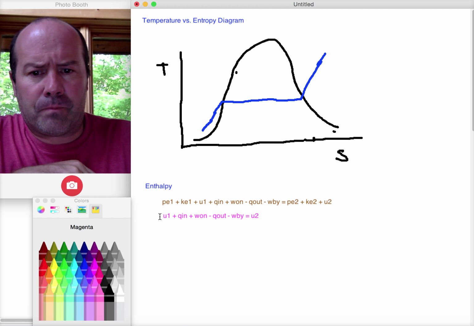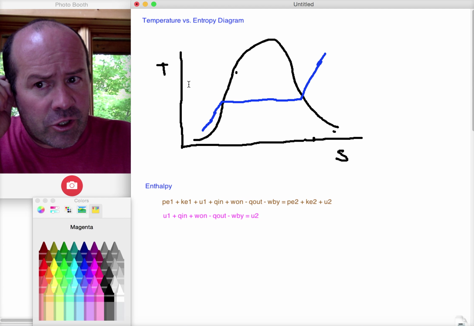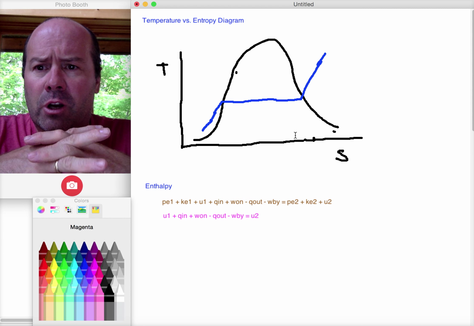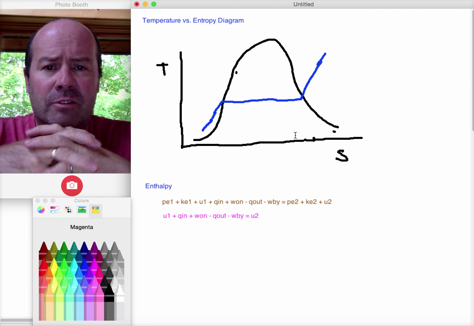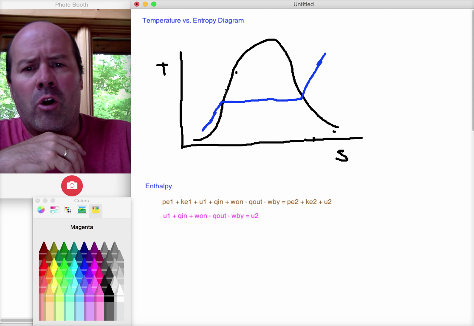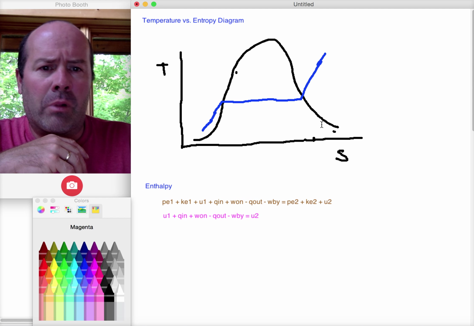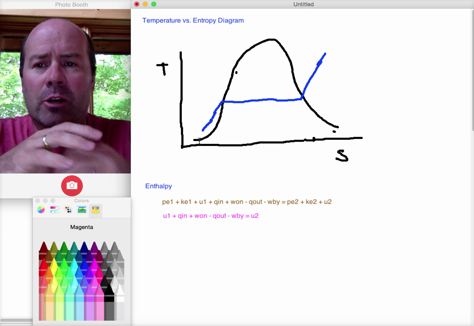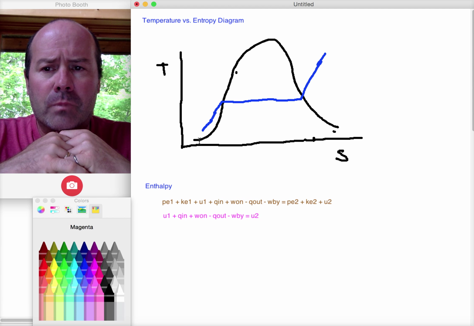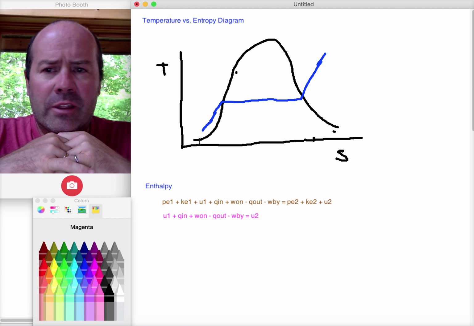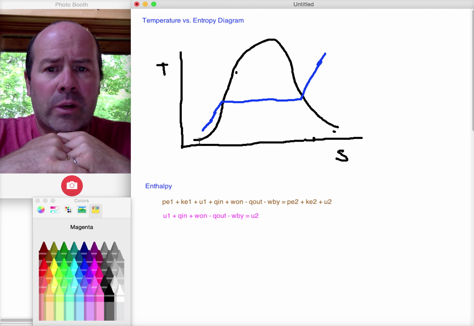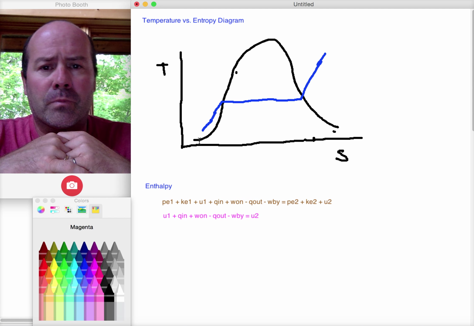Okay, so the temperature entropy diagram is a visual way for us to look at the different phases of a fluid. We call this black dome-shaped thing here the vapor dome. And underneath the vapor dome, we have a mixture of liquid and steam, or liquid and vapor.